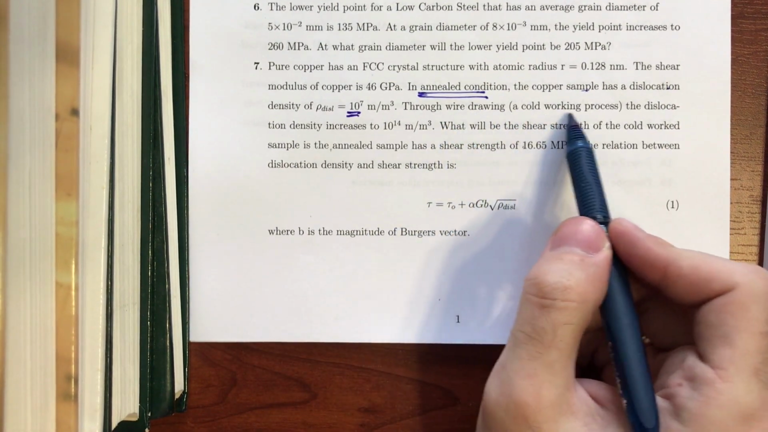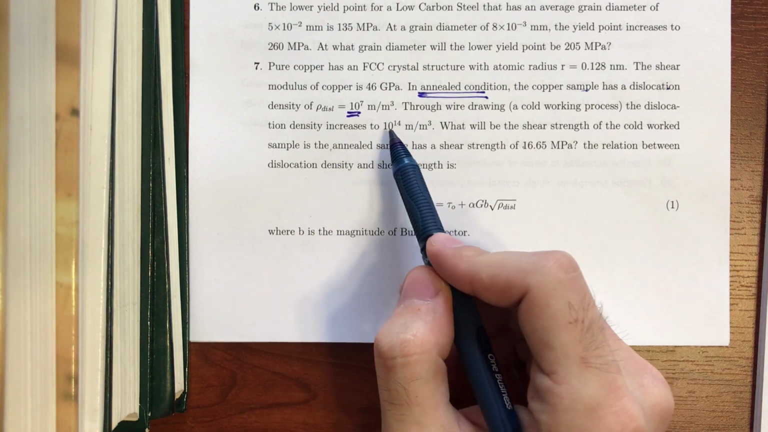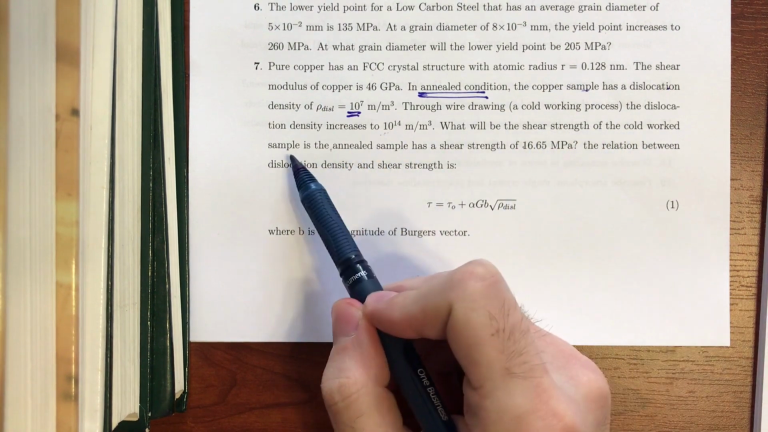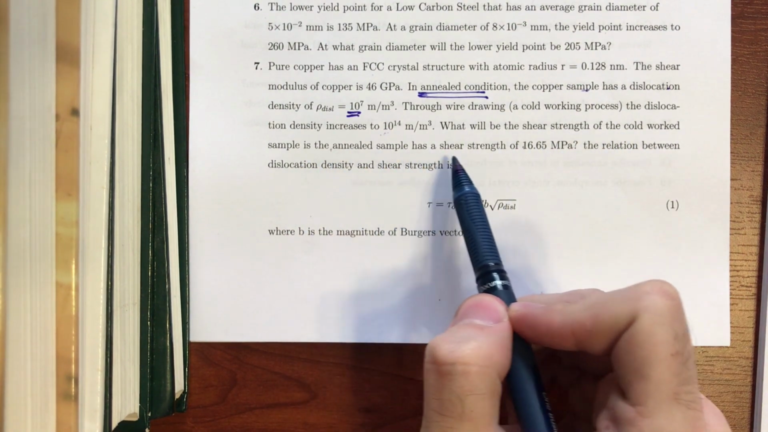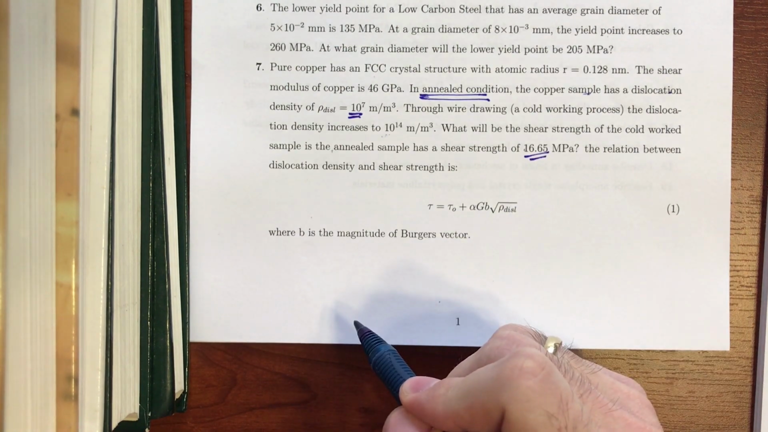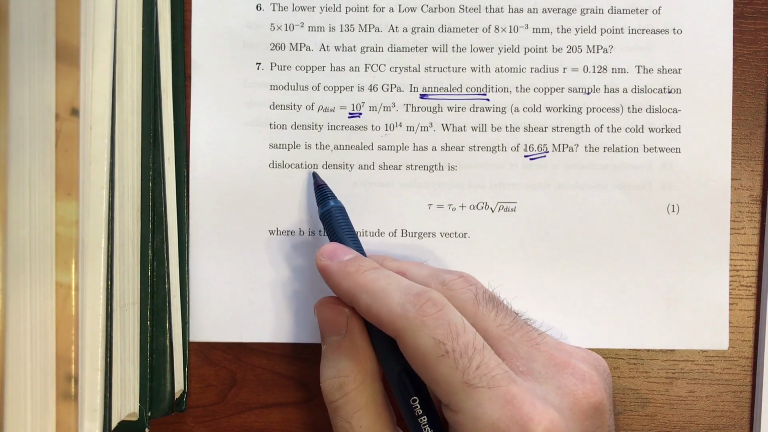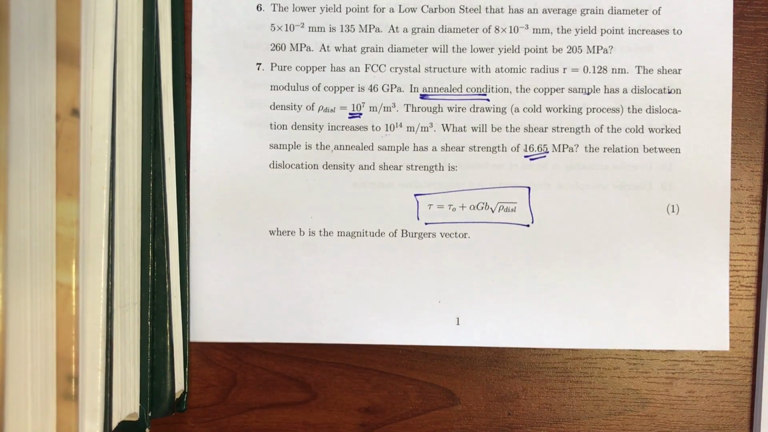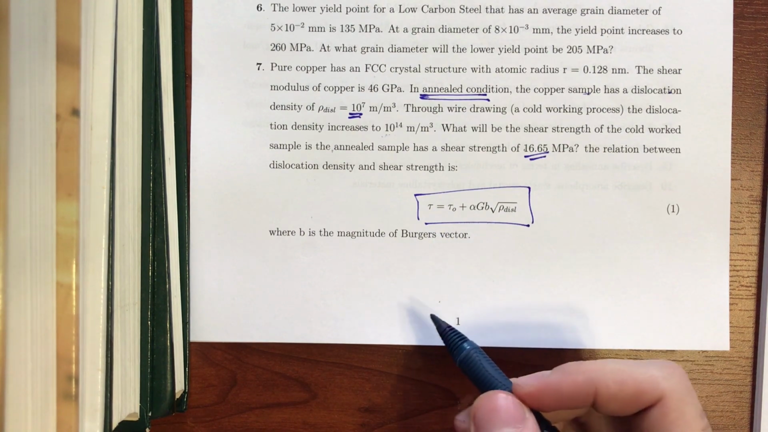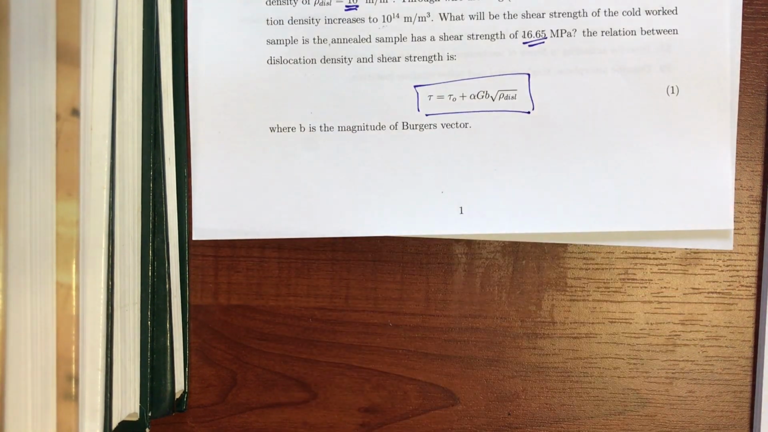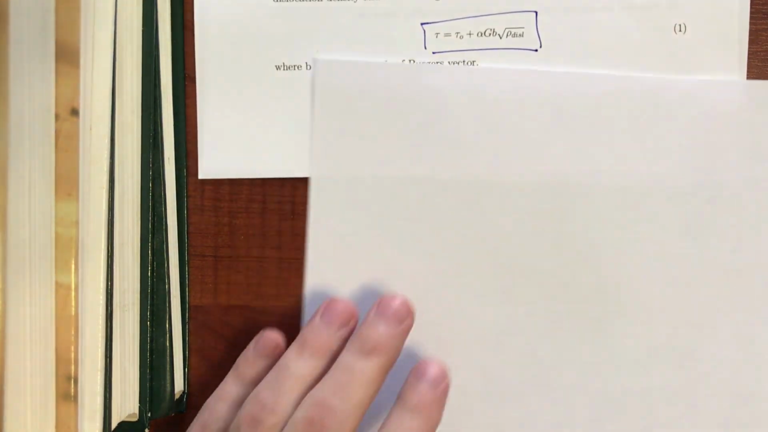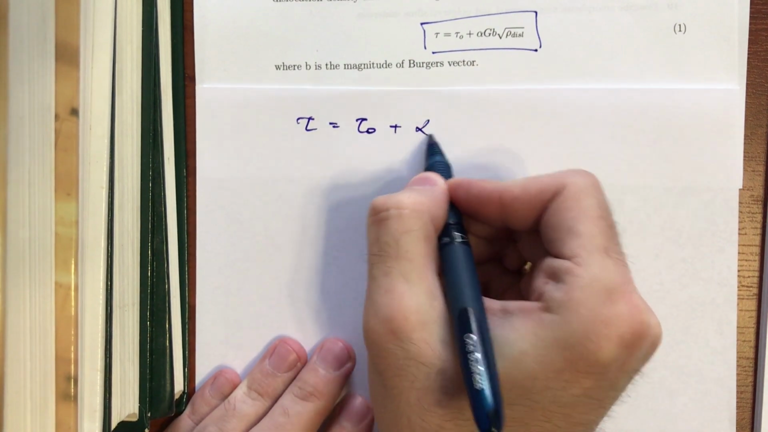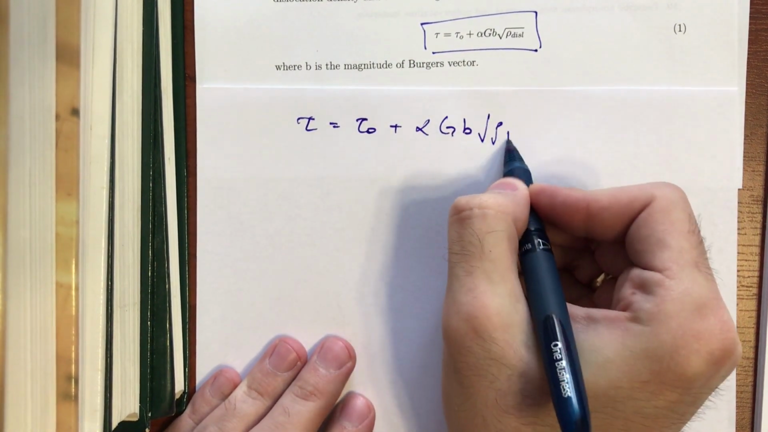Through wire drawing, which is a cold working process, this dislocation density shoots up to 10 to the power 14. What will be the shear strength of the cold worked sample if the annealed sample has a shear strength of 16.65? The relation between dislocation density and shear strength is given as such. There is not much to say about this question. This is going to be similar to the Hall-Petch relation example. So the expression is directly given to us here.